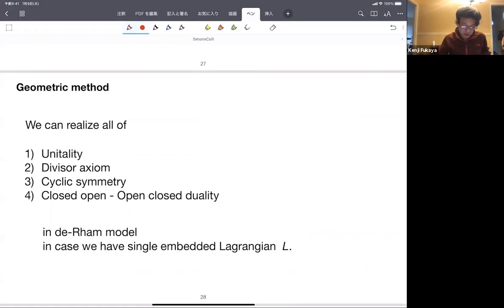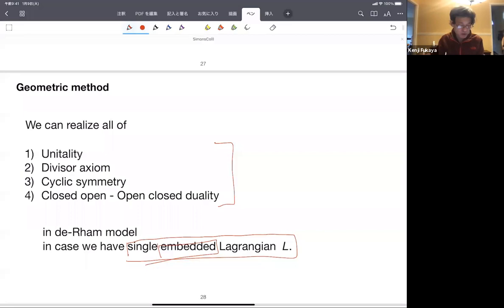But in the case where we have a single embedded Lagrangian submanifold L, I'll go to the other case later on, but in the case of a single embedded Lagrangian submanifold, we can realize these four symmetries at the same time. Actually, I wrote these papers eight years ago and they are published, but I would probably like to rewrite them using more recent writing, which is more detailed about virtual techniques.